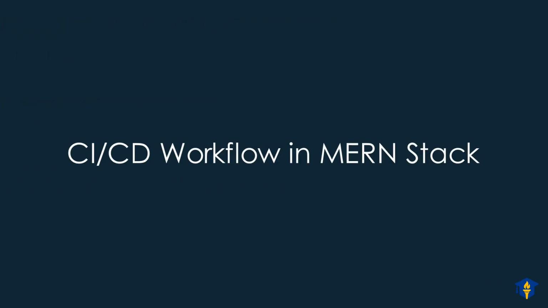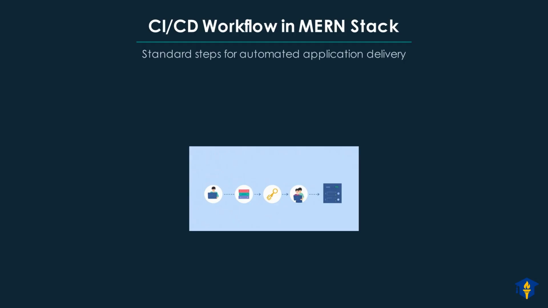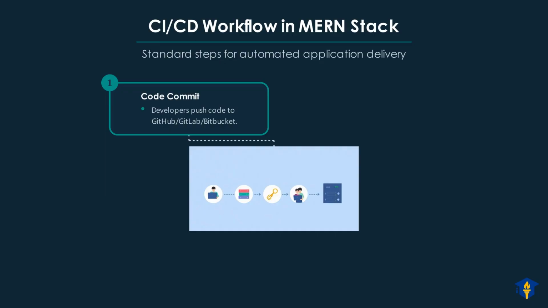Let us now look at a typical CI/CD workflow, specifically tailored for a MERN stack application. We will cover the standard steps involved in automated application delivery from code to production. The workflow begins with a code commit from developers. Developers push their code changes to a version control system like GitHub, GitLab, or Bitbucket.